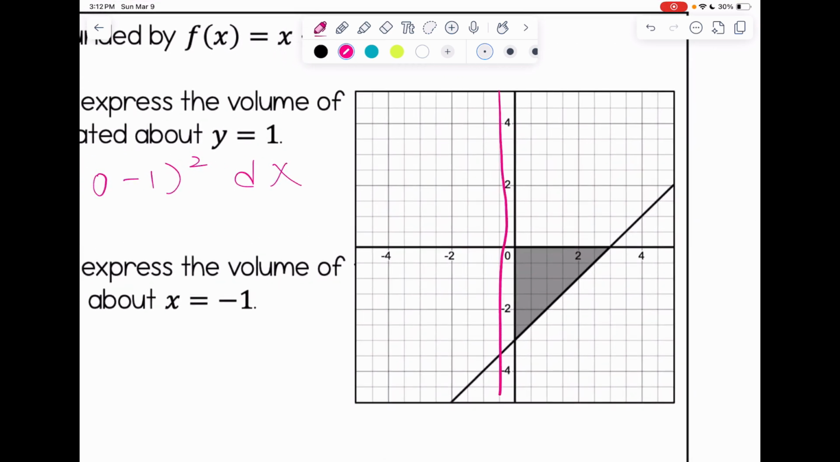And you can clearly see now we have a vertical axis of revolution. So the big radius is going to go from the line to that axis of revolution. The little radius is going from the y-axis to that axis of revolution. Now remember, this line that we were given was y equals x minus 3. If I get that in terms of y, meaning we get x by itself, we're going to get that x is equal to y plus 3, and we're going to need to use that when we set up our integral here.